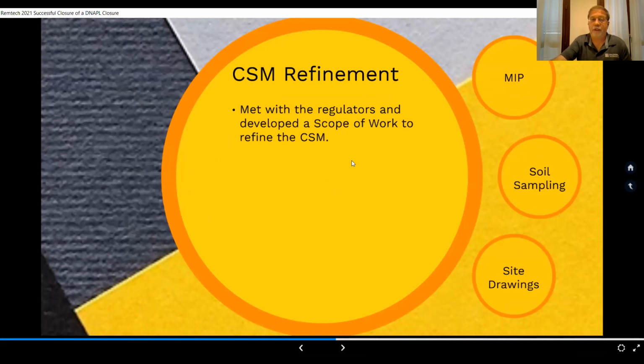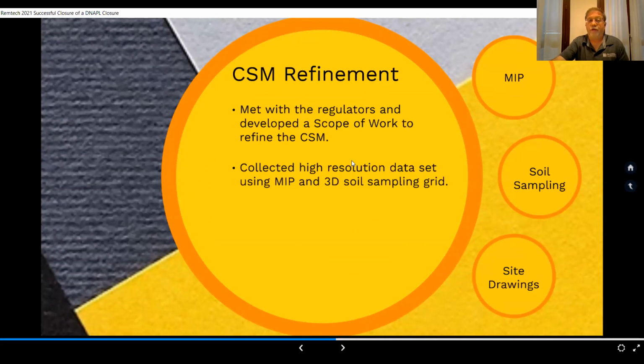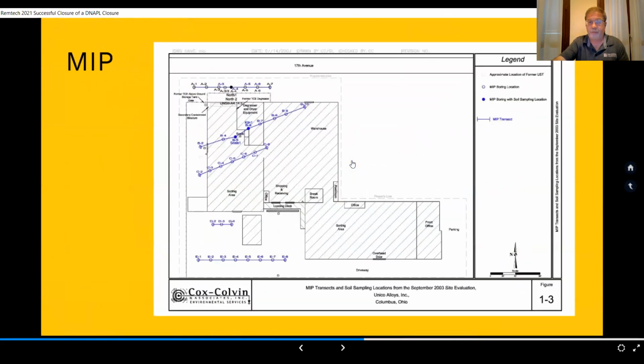And so we came in and started to evaluate the site and refine the conceptual site model. And we met with the regulators to develop the scope of work for that. We collected a high resolution data set using a MIP and 3D soil sampling grid. And then we refined our site drawings. So here's our MIP transects. We had 5 of them from north to south. The northern one, I'll show you the results of, and that's right near the spill area, at least where it came out of the building. We went from north to south because that was what the groundwater flow direction appeared to be from all the groundwater monitoring that had been done.